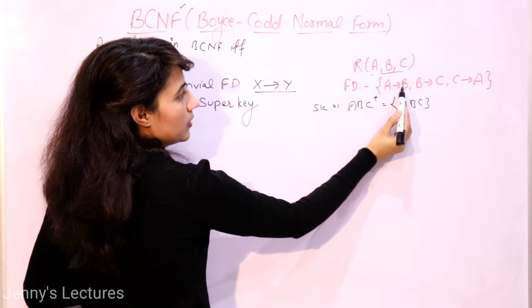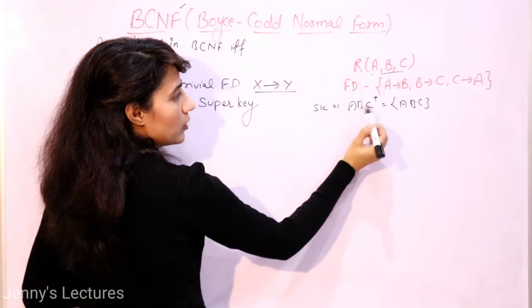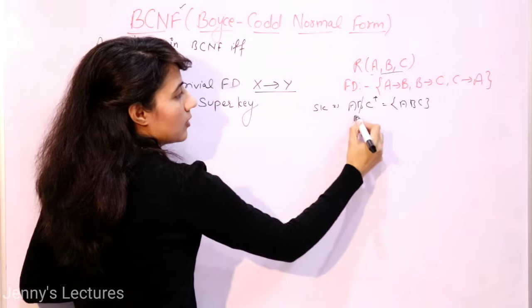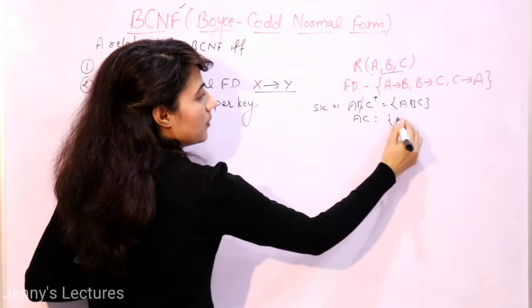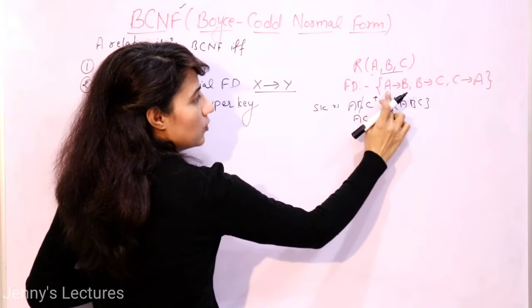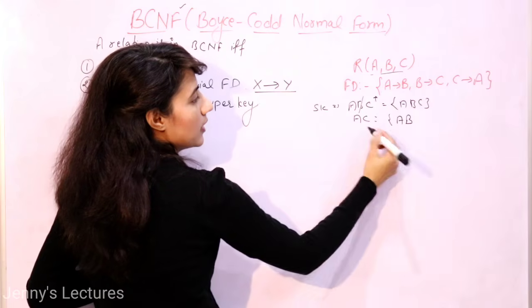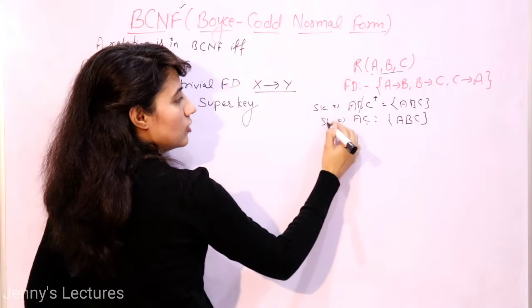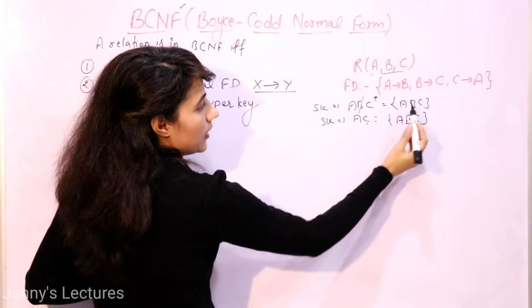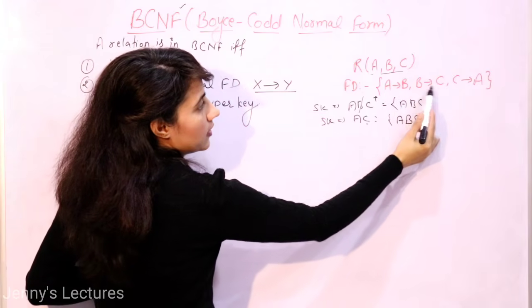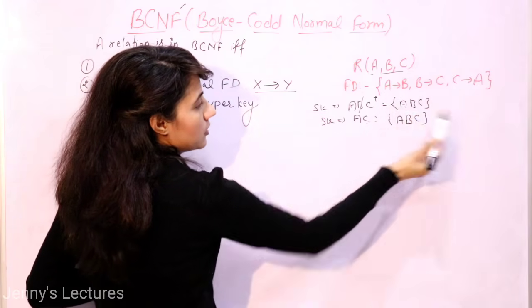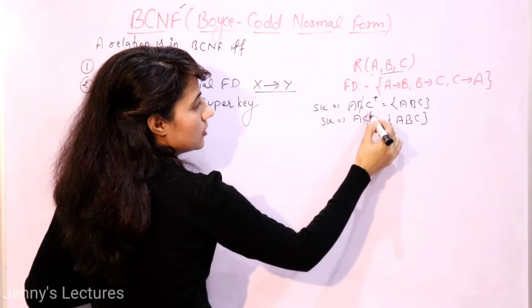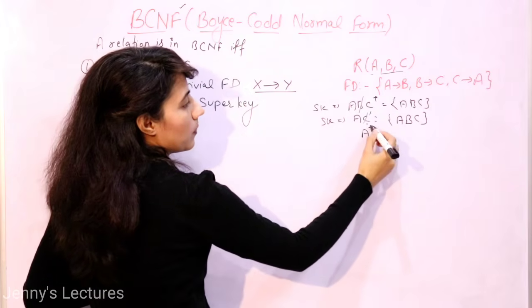See, A determines B. It means I have A, so I can discard B, because using A I can determine B, and it will determine C. It is still having all the attributes, so this is still a super key. Now can you discard anything else? A determines B, B determines C. It means A will determine C by the transitivity property, so you can discard C. So here I am left with only A.